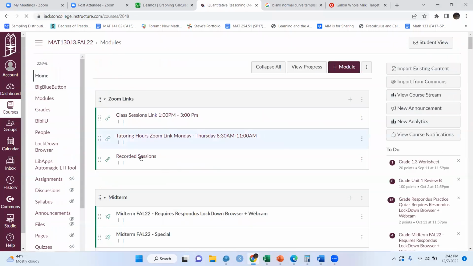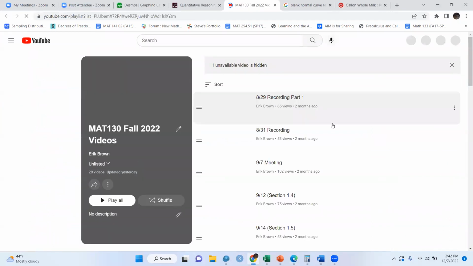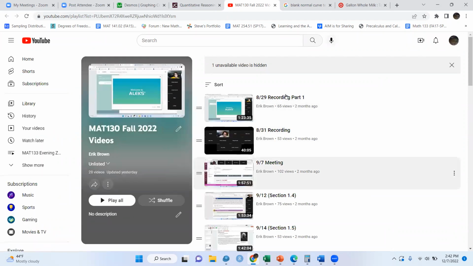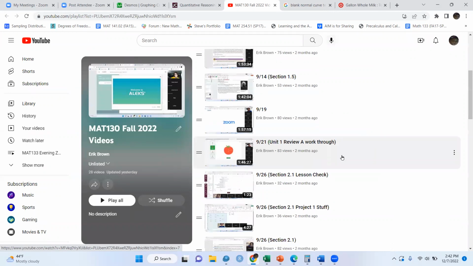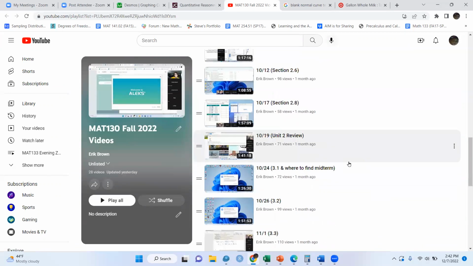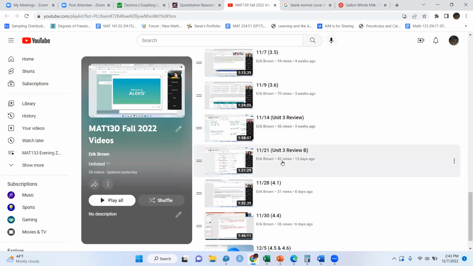If you go to the recorded sessions, since I finally started labeling them like halfway through, looks like I didn't label these. So here's the unit 1 review A work through. I would have reference sheet suggestions on that one. And then unit 2 review, I would have reference sheet suggestions on that one. Unit 3 review, unit 3 review B. This one I think is the reference sheet material here. And then here I work through the review B, all of that.